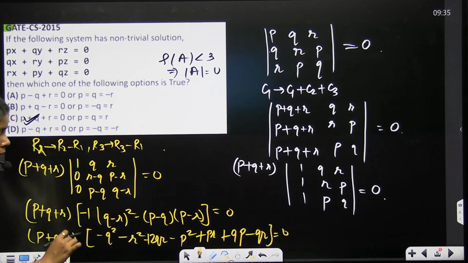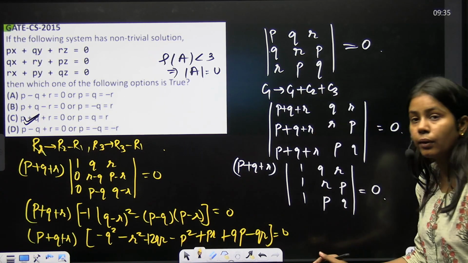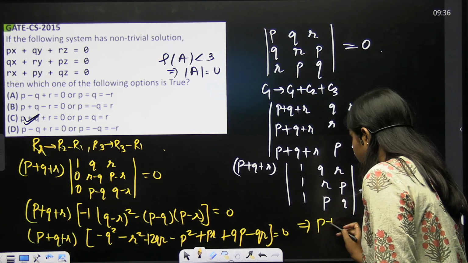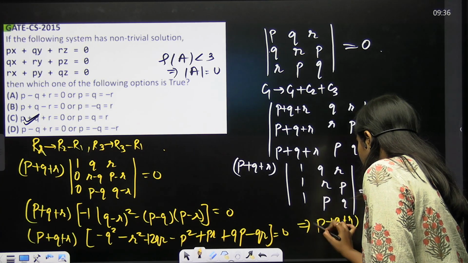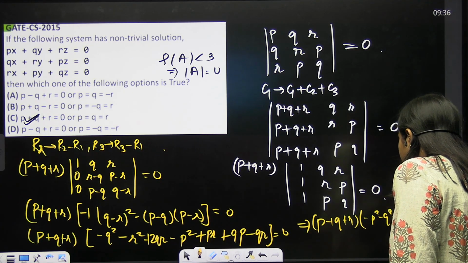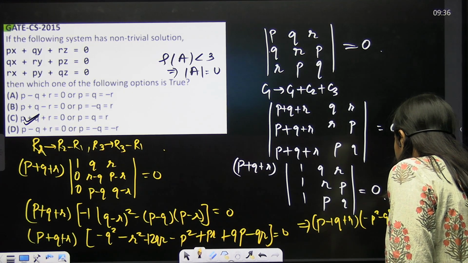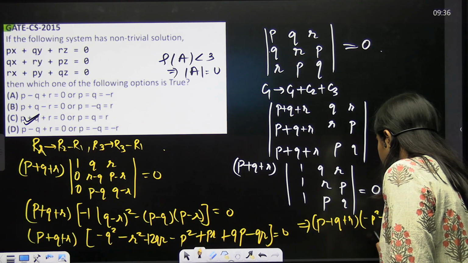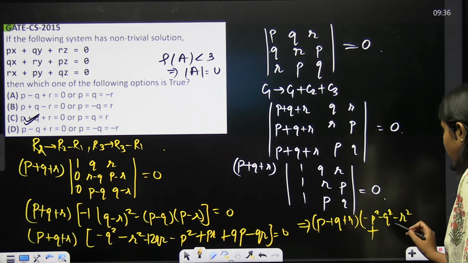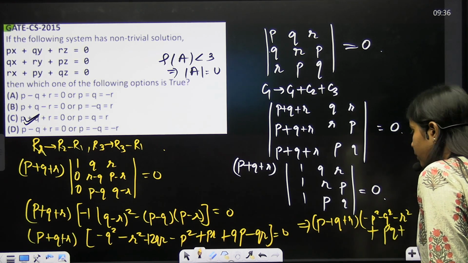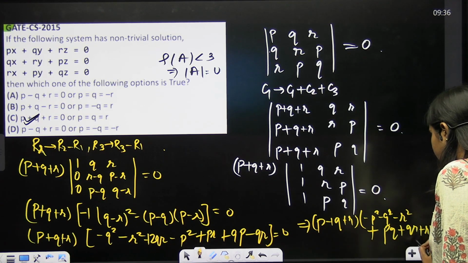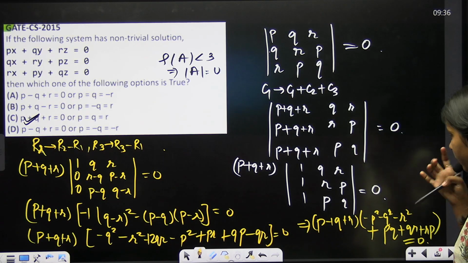Second term you are getting, I am writing it down here because I do not have a space. Okay, so I am writing it here, I have written it with the yellow pen, that is for the second part. P plus Q plus R, and you got that as minus P square minus Q square and minus R square plus PQ plus QR plus RP. This way you can expand. Okay, it is coming a little complicated here.